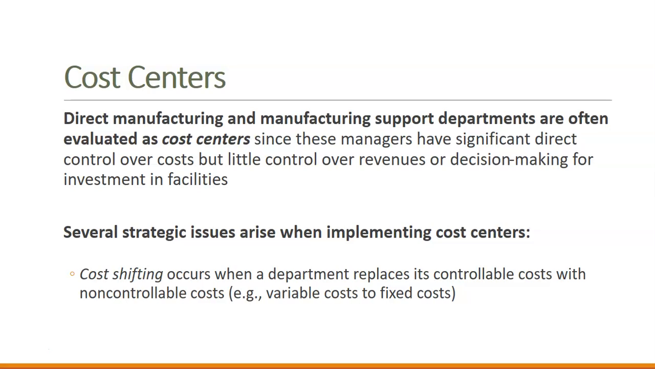Some of the strategic issues with cost centers are, one, that we would have cost shifting. This is when we're being judged on our ability to control our controllable costs, which would be our variable costs, but we're not being judged on the amount of non-controllable or fixed costs, so we would start shifting to be heavy in our fixed costs. This, of course, is not good for the business as a whole or in the long term, but it would help us short term in cost control benefits.